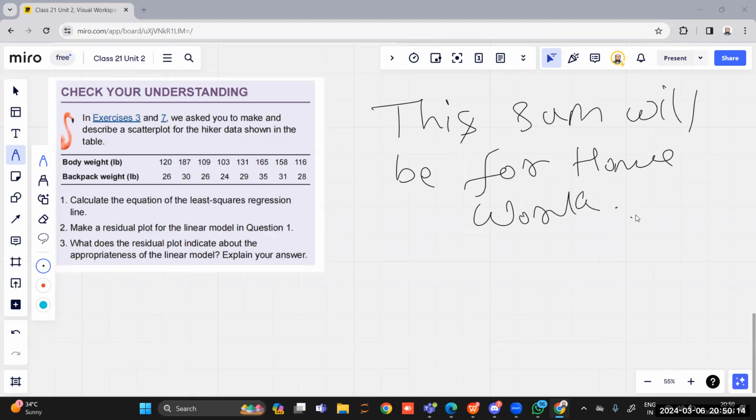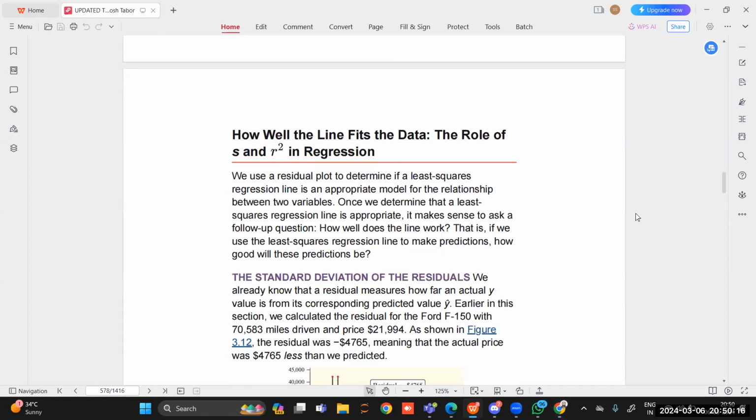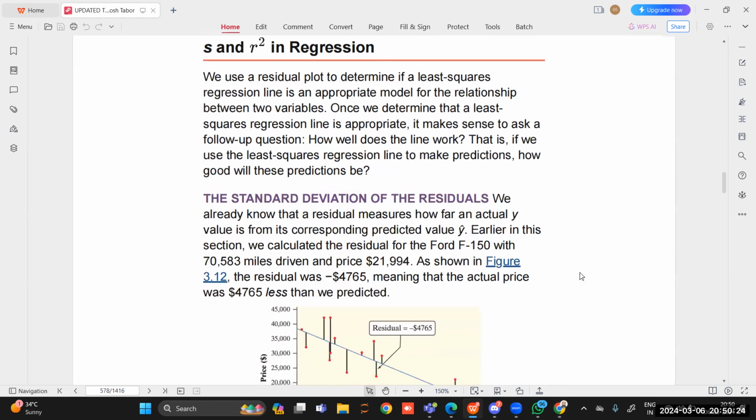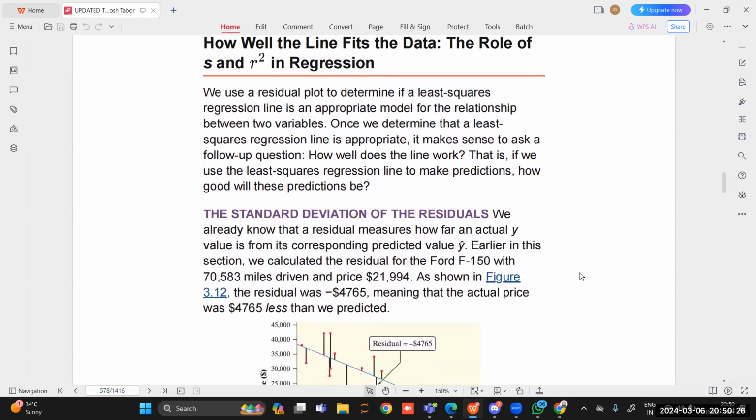Next, let's see how well the line fits the data, the role of S and R squared in regression. So what's S? We know what S is. Do you remember, Zaid? S is the standard deviation. Yes, standard deviation. And what is R squared?